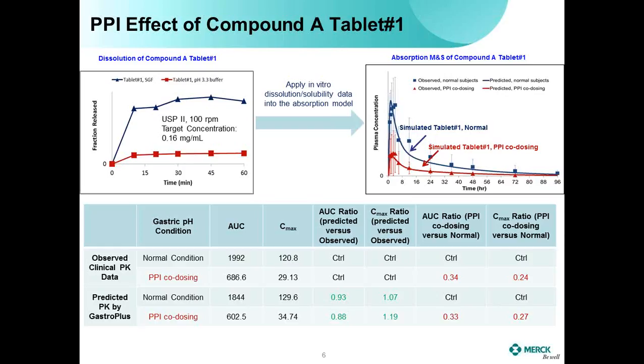after we set up the baseline model with clinical data in fasted state with normal stomach. So it turns out the model predicts the exposure in the achlorhydric condition was largely in line with what we observed in the PPI co-dosing arm of the study for tablet 1, as you can see on the right side of the slide. And as you can see, the simulated AUC and Cmax ratio with and without PPI co-dosing are in agreement with what we observed in clinic at 40 milligram dose.